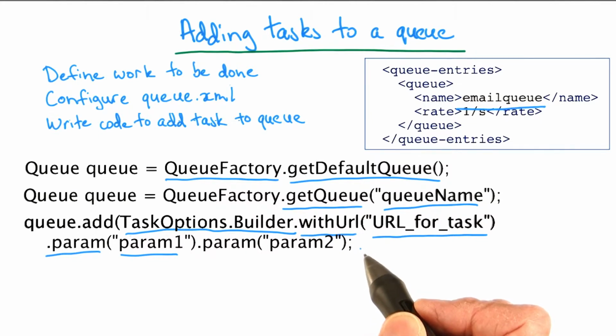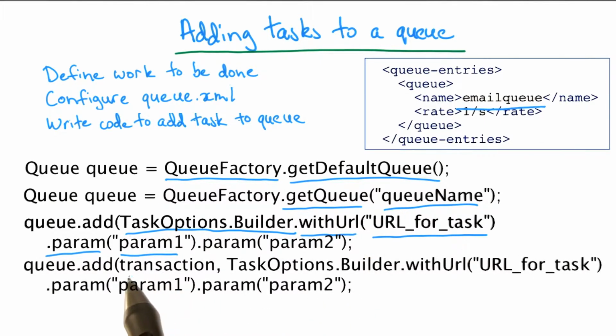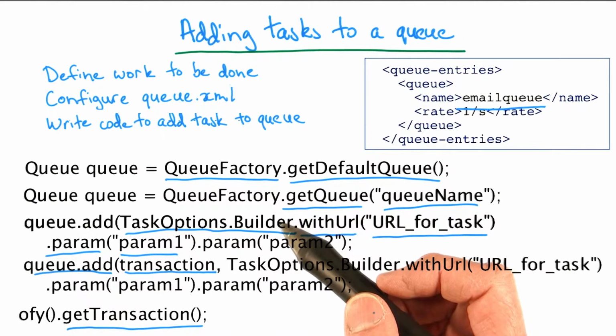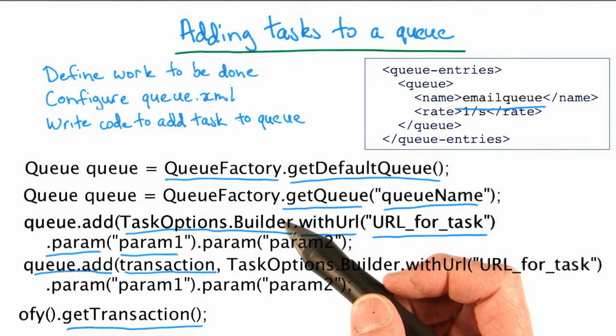You can write the code that adds the task to the queue inside of a transaction if you want. To do that, you specify the transaction as the very first argument to queue.add. And when you're using Objectify, you can just call the ofy().getTransaction method to get the current transaction. It's important to understand that you can put the task on the queue during a transaction, so the task only gets put on the queue if the transaction is committed, but the execution of the task takes place outside the transaction. The task is going to be executed whenever the task gets to the top of the queue, whenever that happens to be, so long, of course, that the transaction has already been committed.